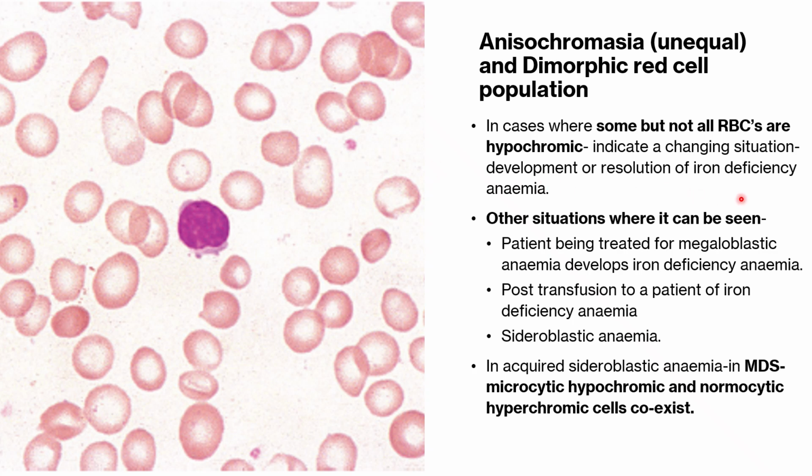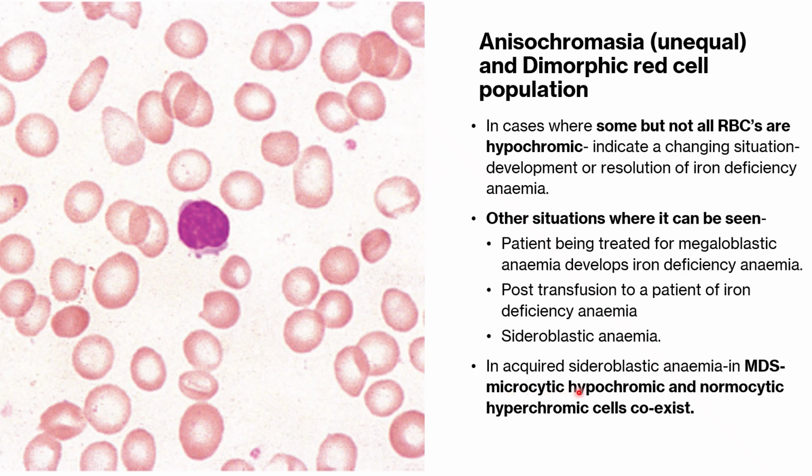This is seen in a changing situation, like either a patient is developing iron deficiency anemia or is recovering from iron deficiency anemia. Other situations where it can also be seen are a patient being treated for megaloblastic anemia who further develops iron deficiency anemia, or patients post transfusion for iron deficiency anemia, or also in cases of sideroblastic anemia.